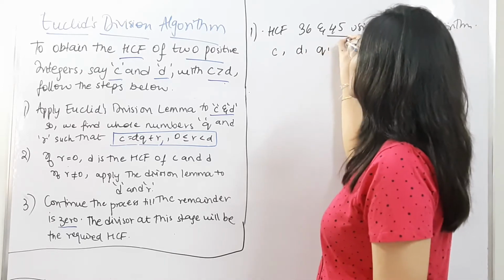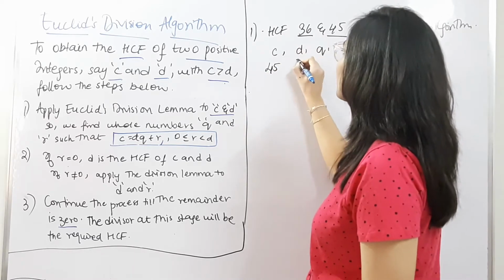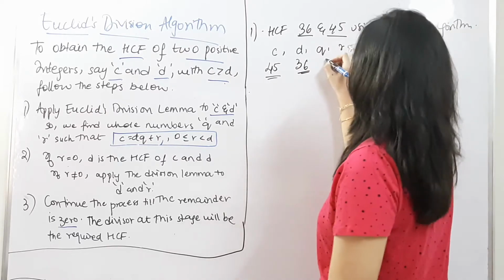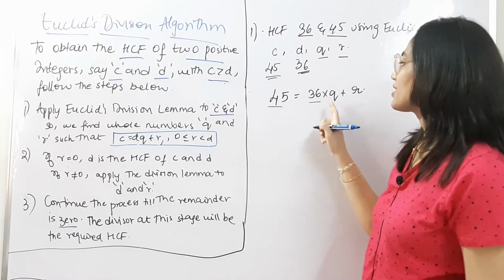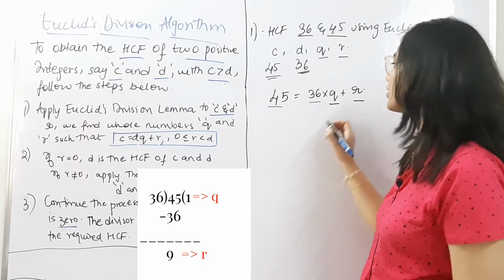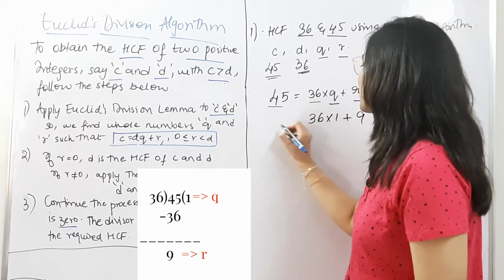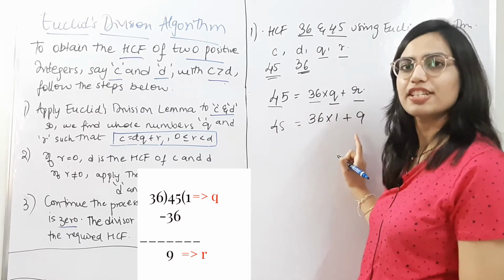So what is the value of C here? 45, based on this algorithm. What is the value of D here? 36, because one will be greater than the other. Q and R you need to compute. How do we get 45 as a result, and what values do we need for Q and R? Can we assume Q as 1 plus R as 9 to get 45 as the result? Yes, 36 into 1 plus 9, 36 plus 9 is 45.